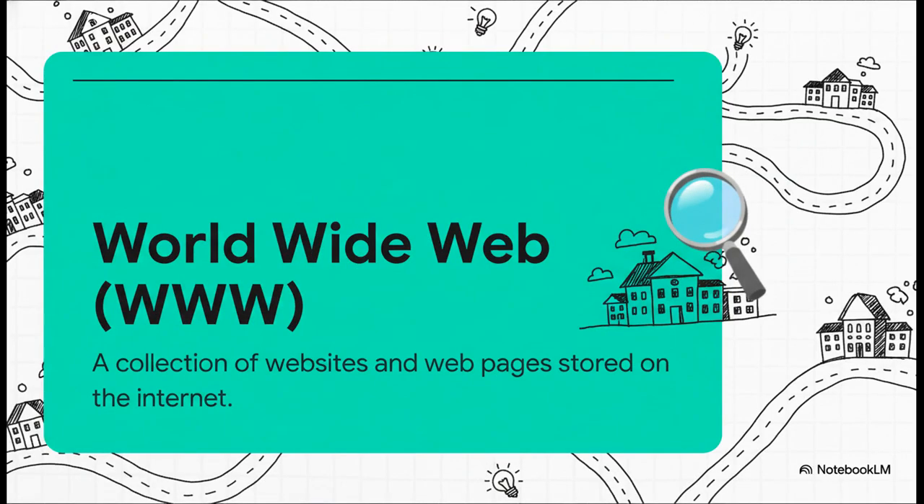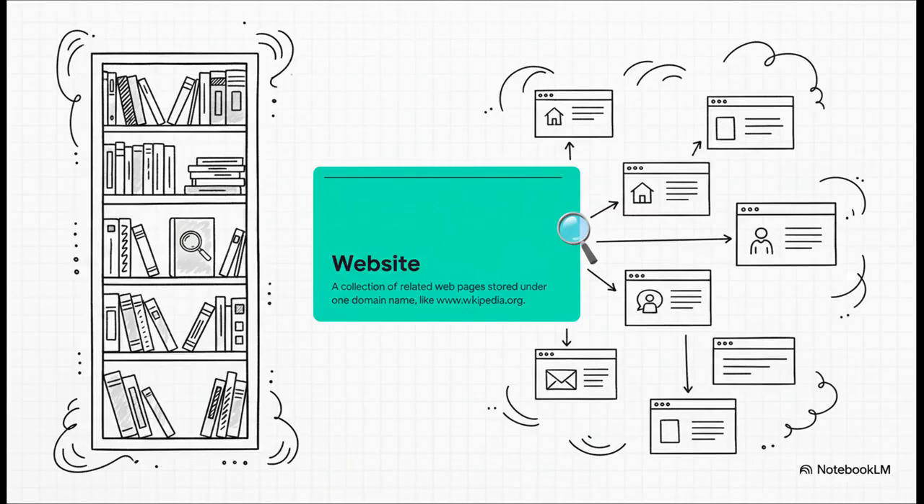And when you imagine all of these servers all over the world, all connected, well, that's the World Wide Web. This is a really important distinction. The internet is the physical network, the roads and highways. The World Wide Web is the collection of all the destinations, all the libraries, shops, and houses that exist along those roads. So inside one of these giant digital libraries, your request is looking for one specific book, and that book is a website. It's a whole collection of related pages, all filed under one name, like wikipedia.org. And just like a book, it has a cover, that's the homepage, and a whole bunch of different pages inside.